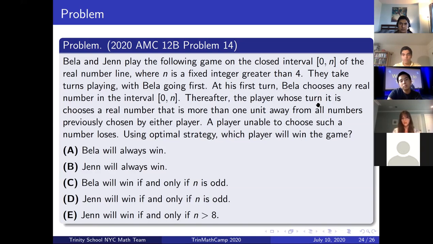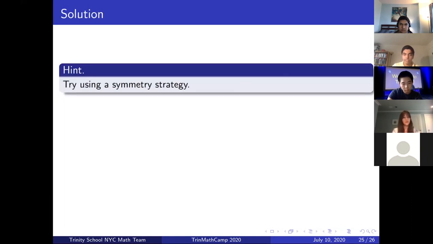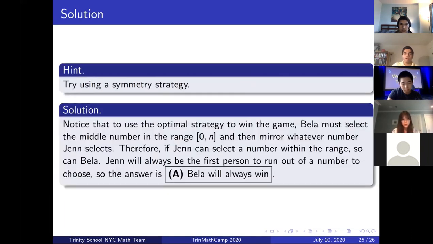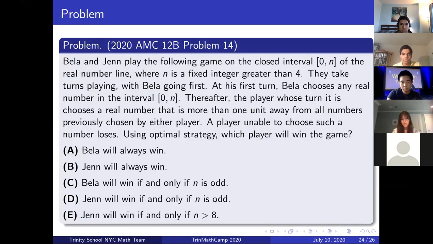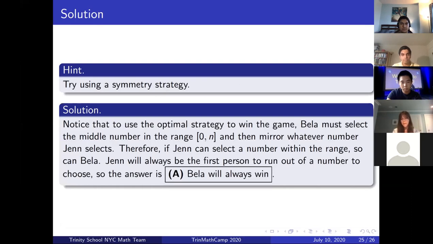Okay, let us go over this. Again, many of you may have been thinking about this symmetry strategy, and the hint was to use a symmetry strategy. So the idea is that there's always going to be a first-player advantage. So the first player will always win if they play optimally, and so Bella is always going to win. So what Bella has to do is select the middle number in the range [0, n]. So Bella will put a point at n over 2.